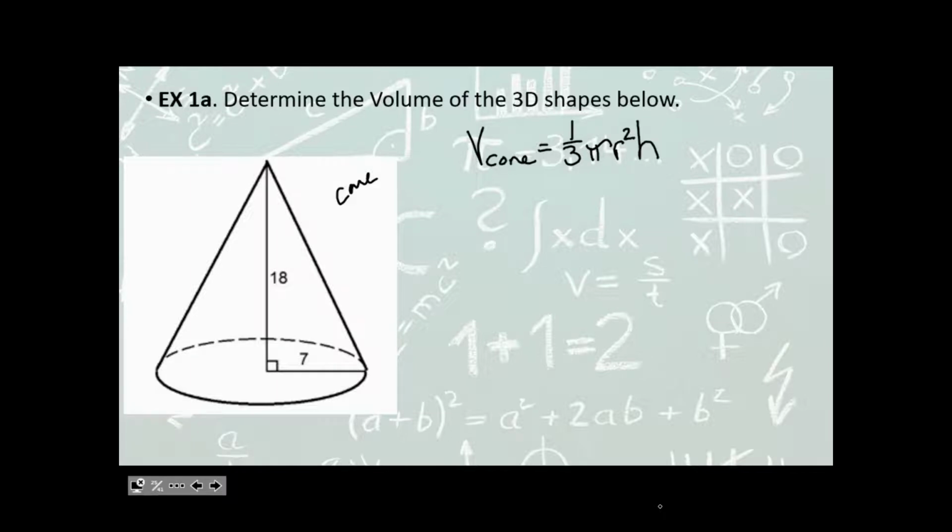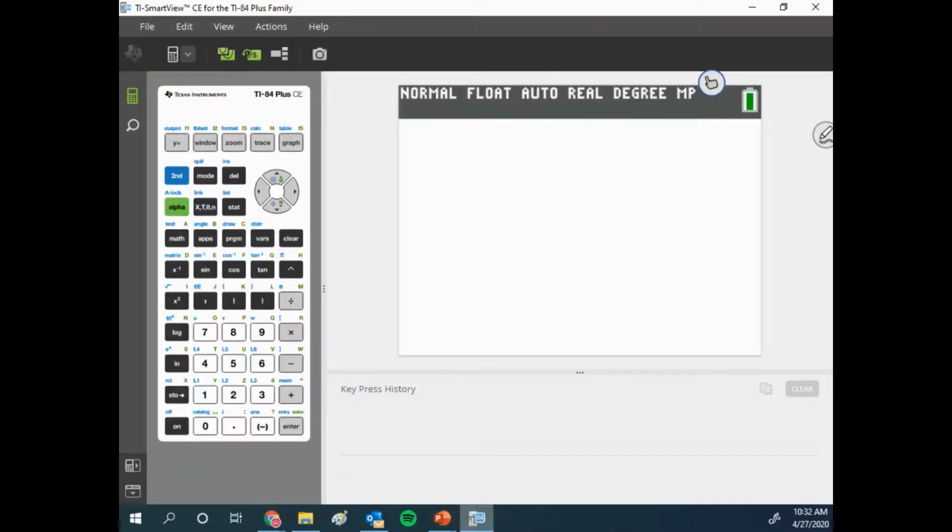It doesn't necessarily say times, but when we have everything right next to each other like that, it means they're being multiplied. Looking at this shape, this 7 is the radius, and this vertical length is the height. So I just take those and put them into my formula. I have 1/3 times pi times the radius, which is 7 squared, times the height. And really, I can just take all of that and substitute it into my calculator.